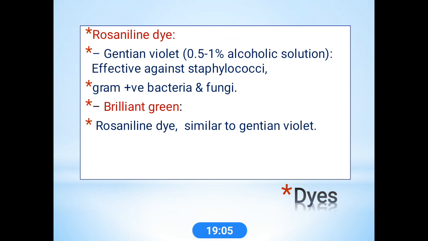Among the rosaniline dyes are brilliant green and gentian violet. Gentian violet is mainly a 0.5 to 1% alcoholic solution, effective against Staphylococcus, gram-positive bacteria and fungi. Brilliant green is also a rosaniline dye, and its action is similar to gentian violet.